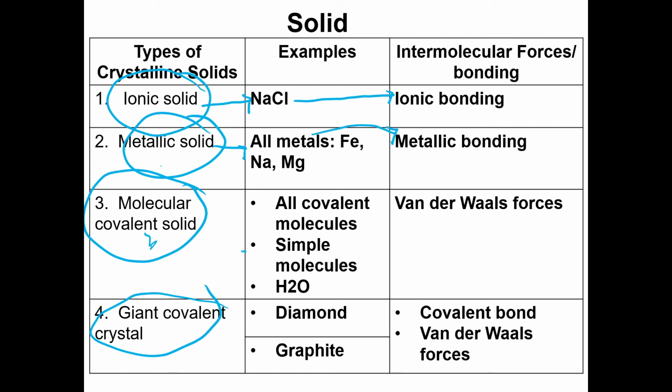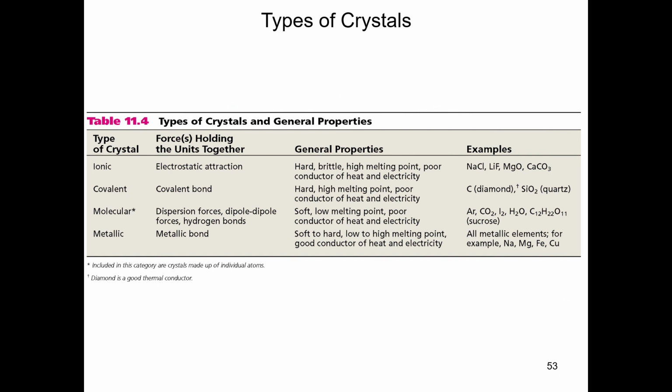Okay, right. And then the next one is molecular covalent solid. All covalent molecules, simple molecules. Okay, another example adalah H2O. So the intermolecular force that arises in this structure is van der Waals forces. Okay, the last one is giant covalent. Example, kita boleh gunakan diamond and graphite. So you can use all these examples in your exam question. Okay, and then intermolecular force dia adalah covalent bond dan juga apa? Covalent bond and van der Waals forces. Okay, so this one masih lagi summary.